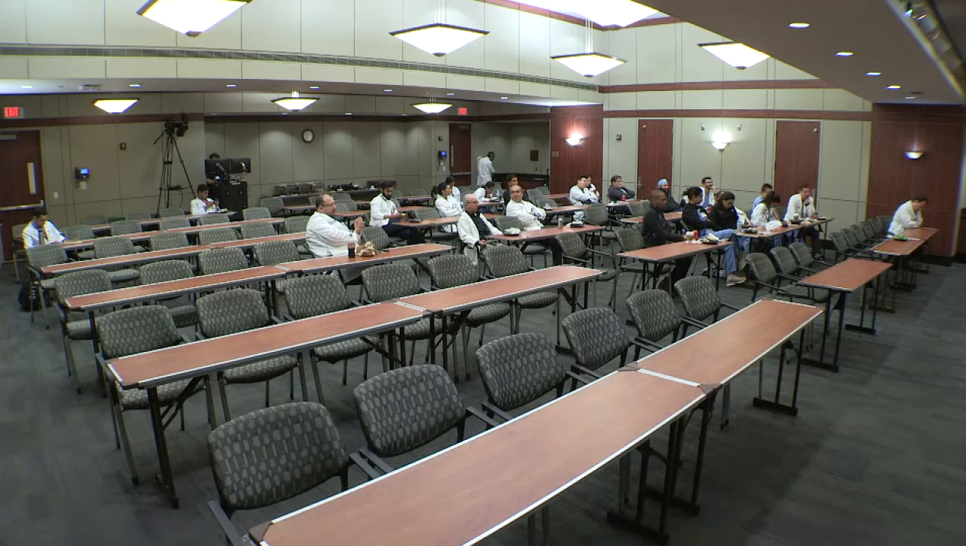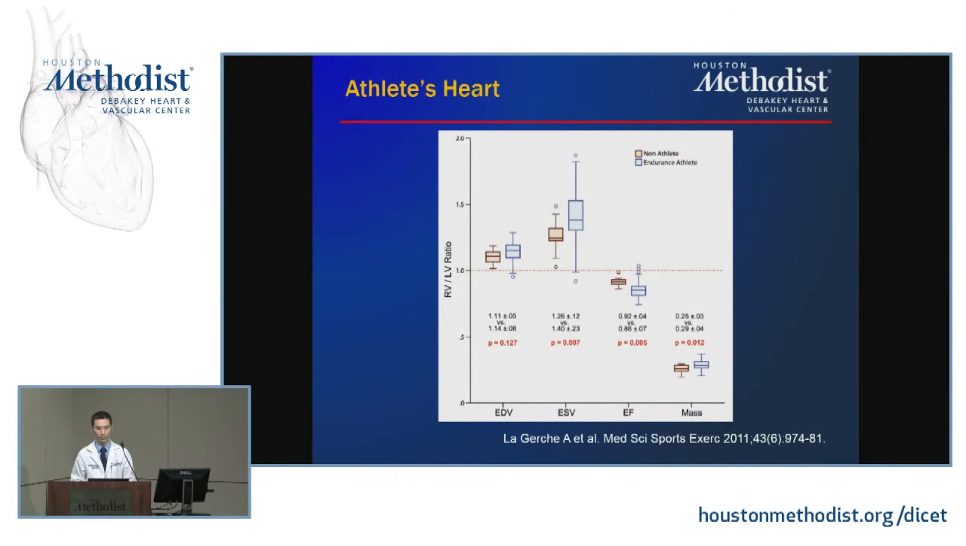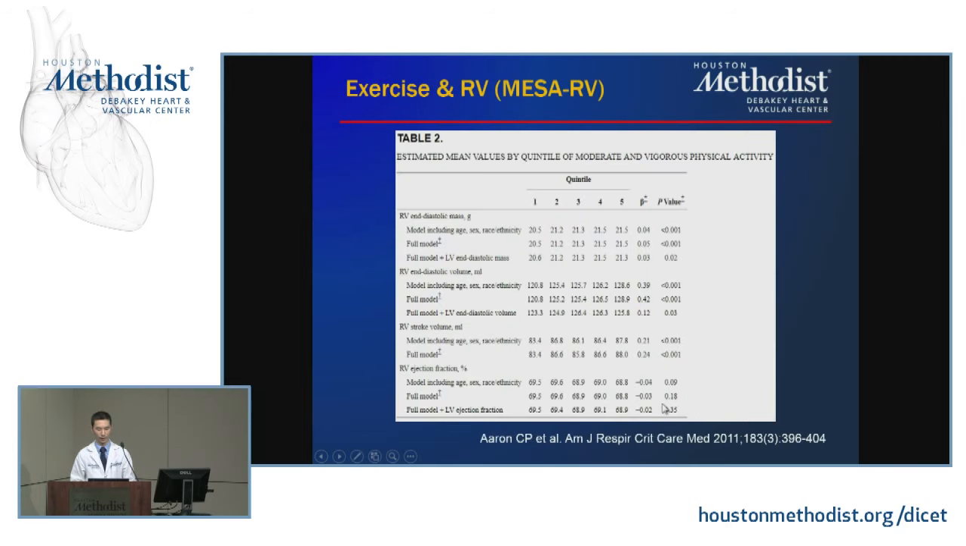But the bottom line is, with athlete's heart, there is an expected corresponding chamber enlargement. And that's been shown in exercise studies as well. In fact, there's usually a disproportionate RV enlargement compared to LV enlargement, and there's also a lower ejection fraction measured in the RV compared to LV as well.